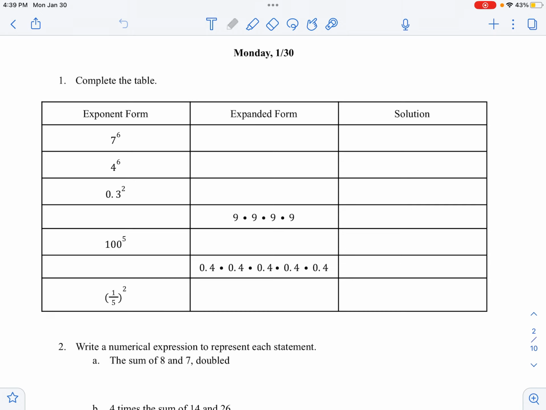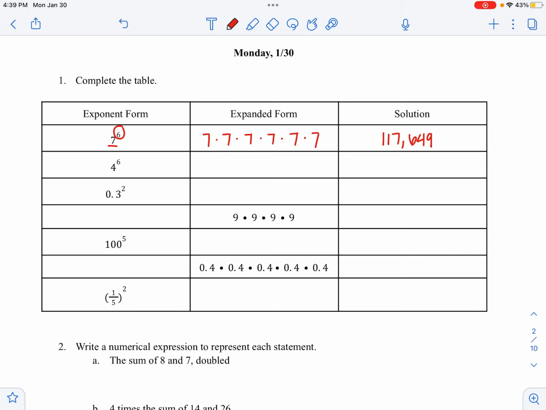Remember, if I have a problem like 7 to the 6th power, my exponent is 6 and my base is 7. In expanded form, I'm multiplying 7 times 7 times 7 times 7 times 7, 6 times. This is definitely the type of problem that you could use a calculator on. And you would simply type 7 times 7 times 7 times 7 times 7 times 7. Again, 6 of them. You should end up with 117,649. 7 raised to the 6th power, or 7 to the 6ths.